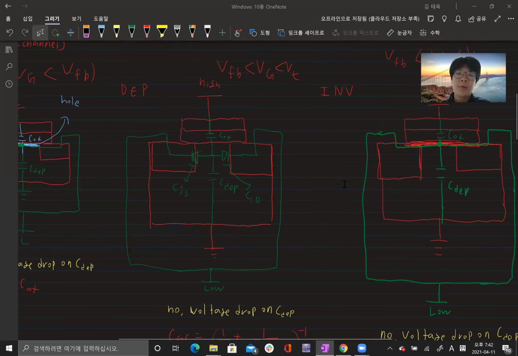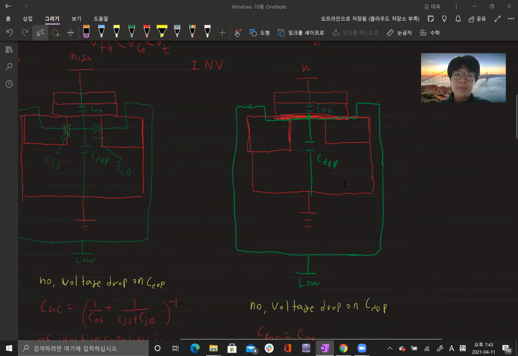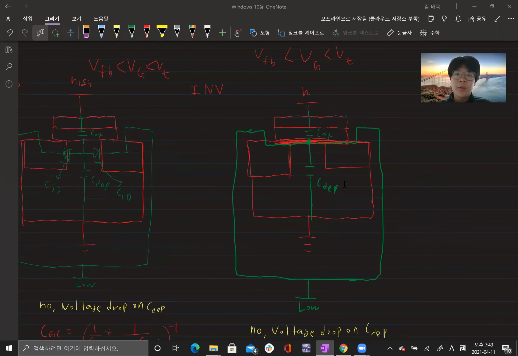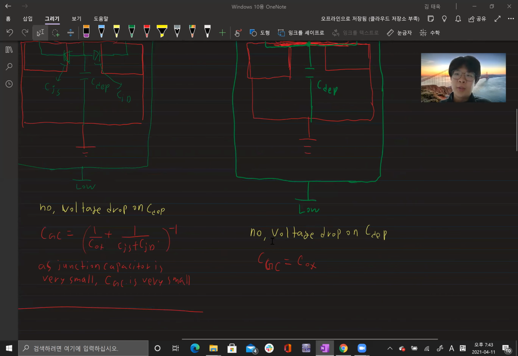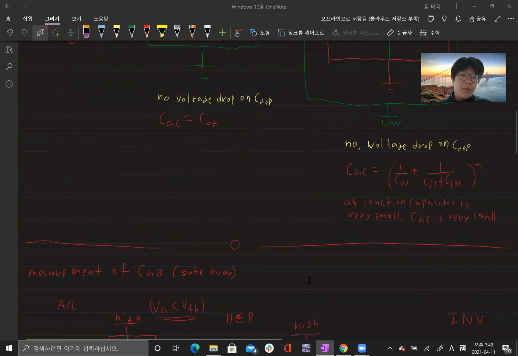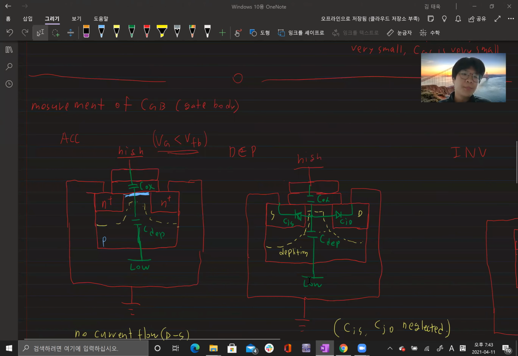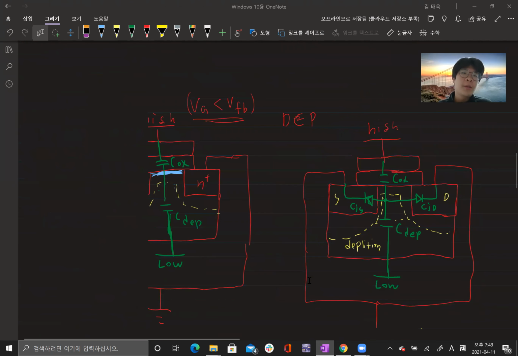So, now we have an inversion stage. Similarly to the accumulation stage, there will be an electron channel. So there would be no voltage drop on depletion capacitance. So the gate channel capacitance would be the capacitance of oxide. Now we're gonna get different combinations on biasing. So let's take a look at here.